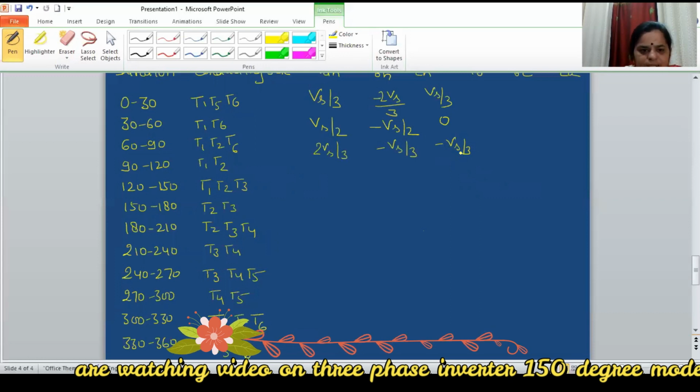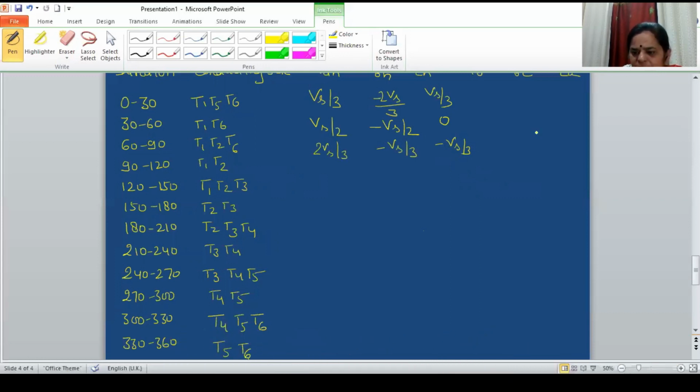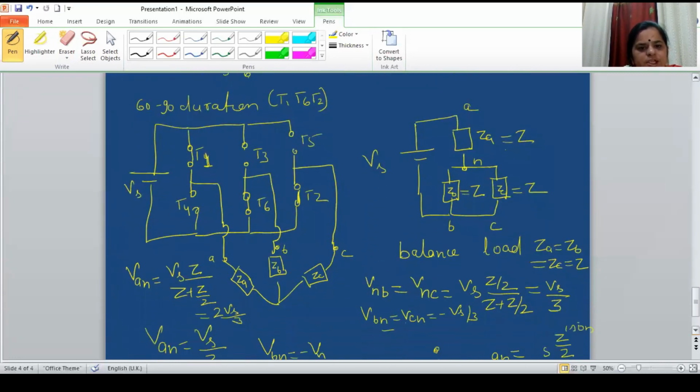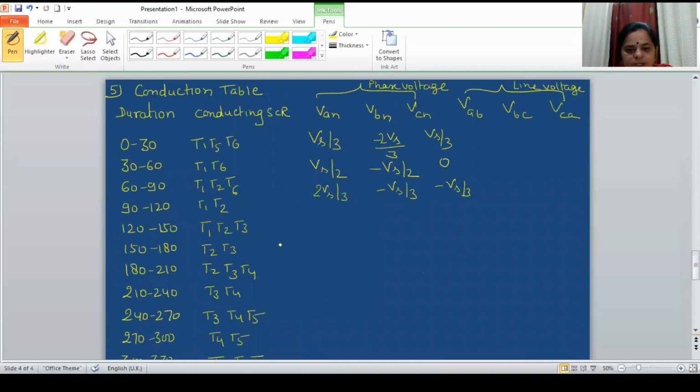Now 90 to 120. If you see 90 to 120, which SCRs are conducting? 1 and 2. So if I draw it for 90 to 120, 1 and 2 are conducting. 1 and 2 conducting means ZA is connected to positive and ZC is connected to negative. So ZA connected to positive means I am going to get Vs by 2, and ZC connected to negative means I am going to get minus Vs by 2.